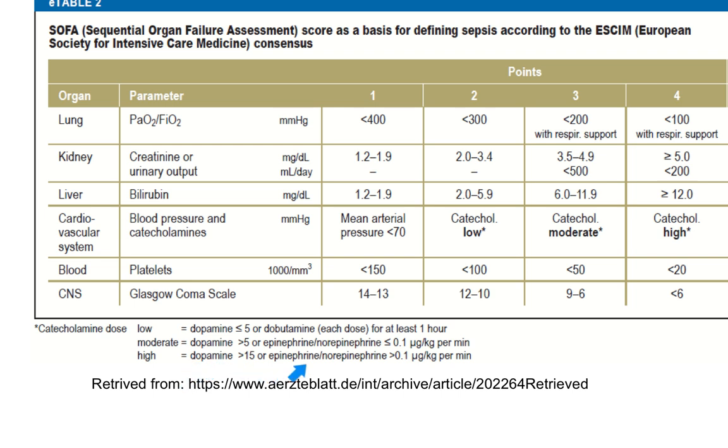So dopamine and epinephrine or norepinephrine are all pressors. They're going to increase our blood pressure. Because remember, dopamine, epinephrine, and norepinephrine are all natural catecholamines. But our body is not producing enough. We need a little extra help to maintain our blood pressure.